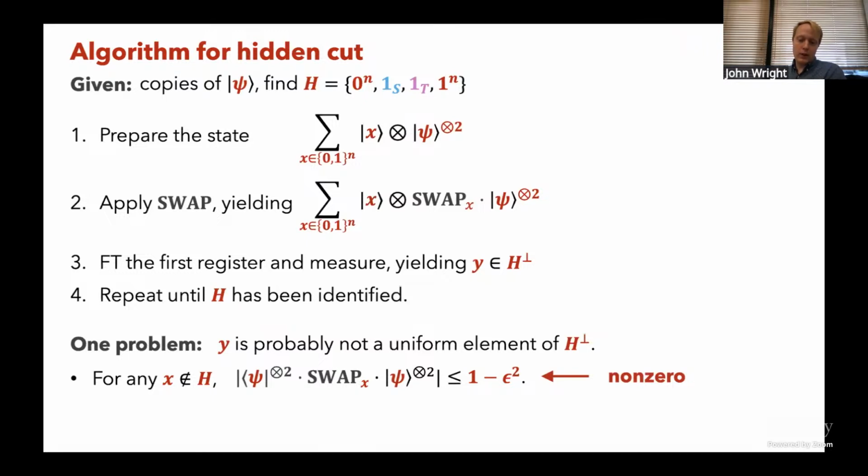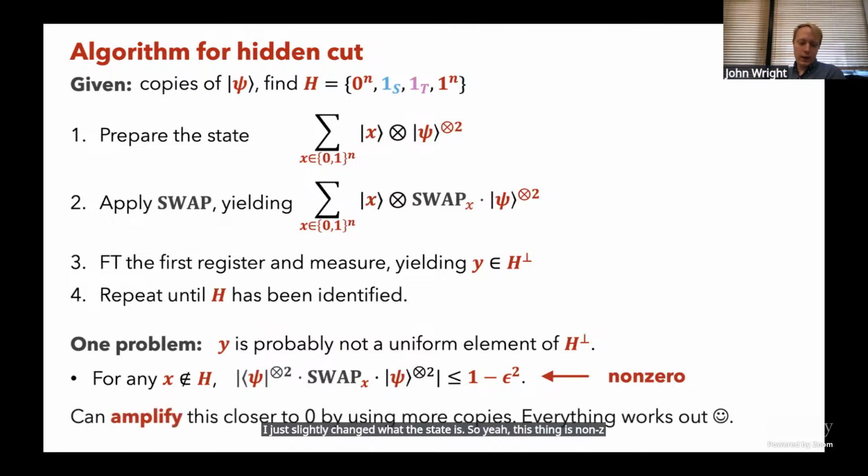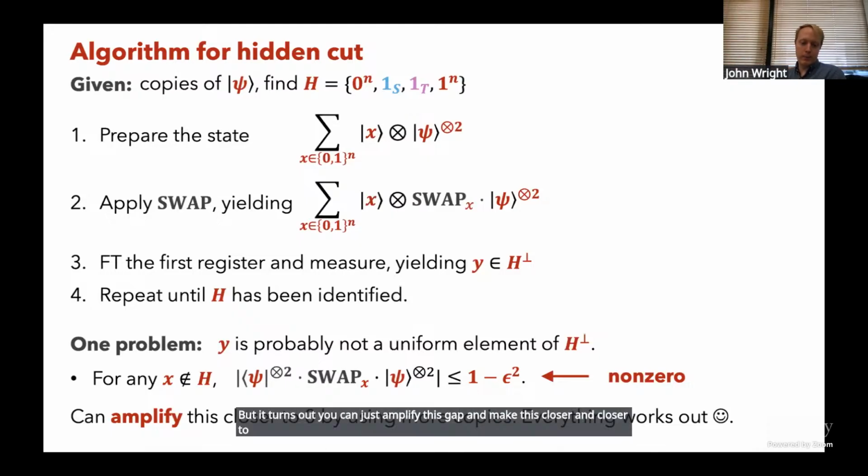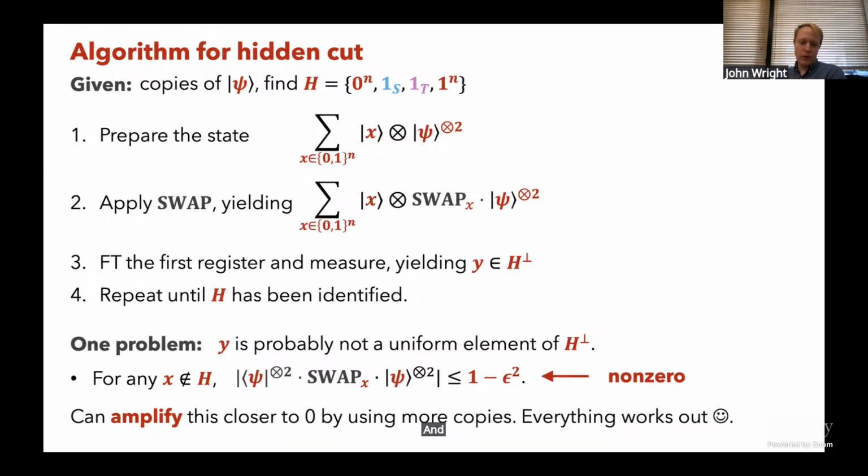So yeah, this thing is non-zero. That can create a headache. But it turns out you can just amplify this gap and make this closer and closer to 0 by using more copies of the state. And just believe me, everything does indeed work out.